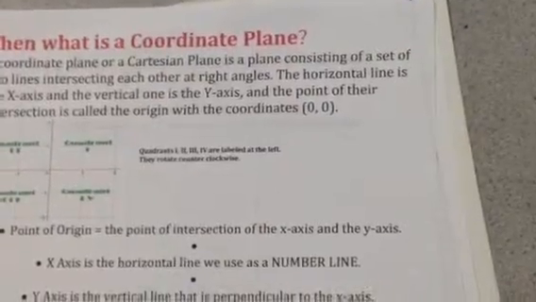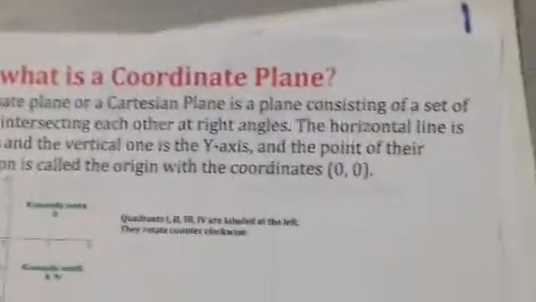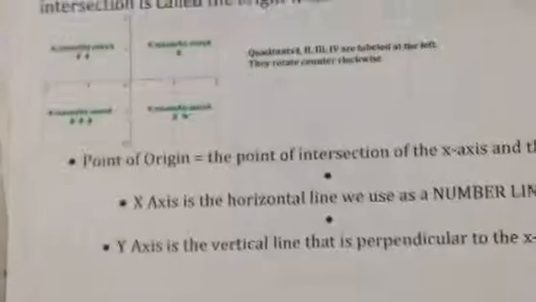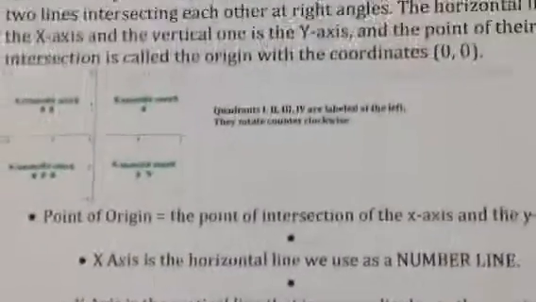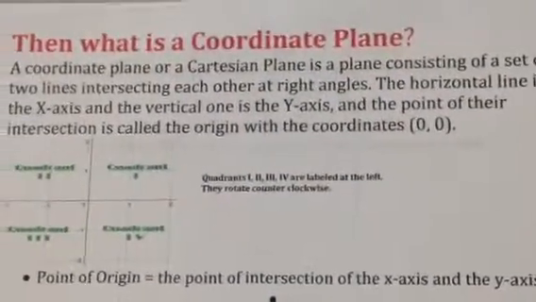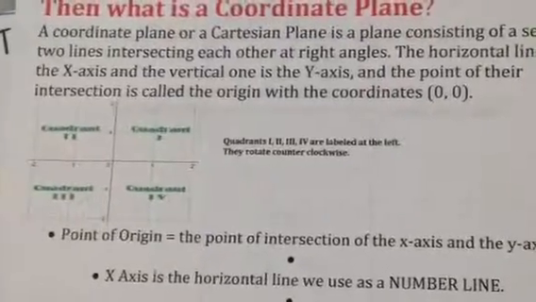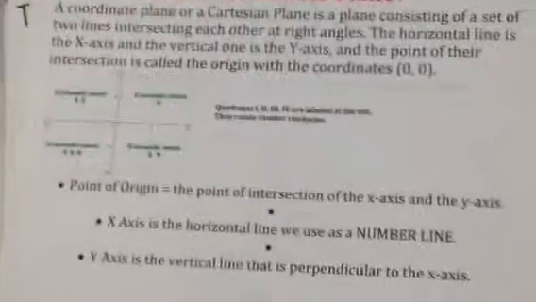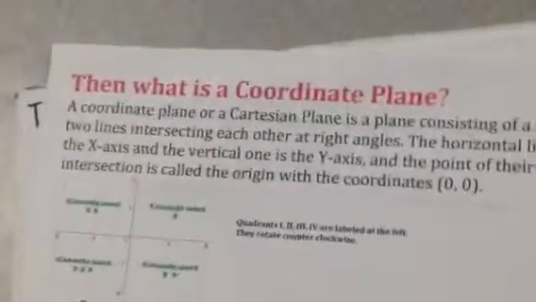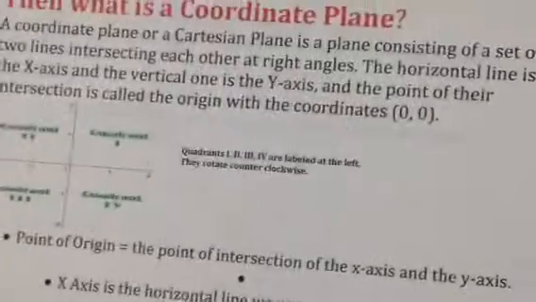Quadrants 1, 2, 3, 4 are labeled at the left. They go counterclockwise. Point of origin equals the point of intersection of the x-axis and the y-axis. The x-axis is the horizontal line we use as a number line. The y-axis is a vertical line that is perpendicular to the x-axis.